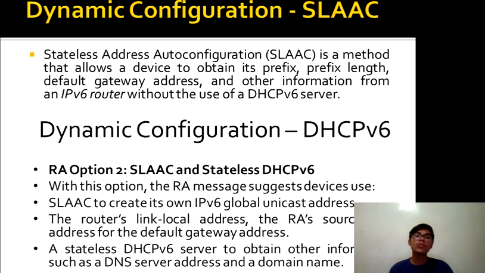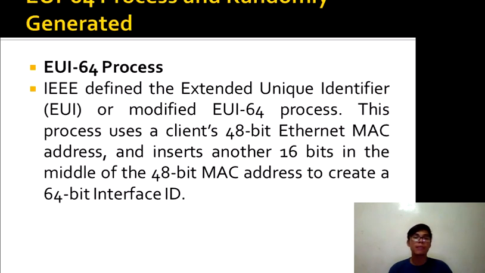Dynamic configuration: SLAAC. Stateless address auto-configuration is a method that allows a device to obtain a prefix, prefix length, default gateway address, and other information from an IPv6 router without the use of a DHCPv6 server. Dynamic configuration: DHCPv6, SLAAC, and stateless DHCPv6. With this option, the RA message suggests the device use SLAAC to create its own IPv6 global unicast address.